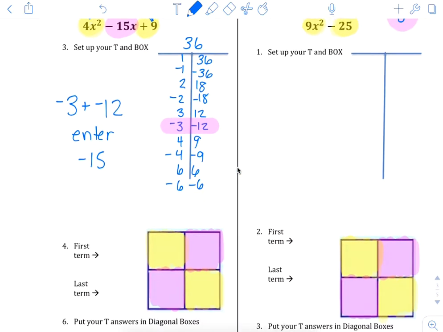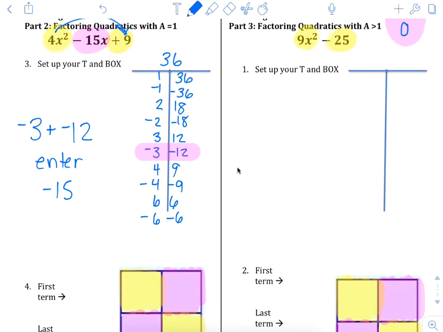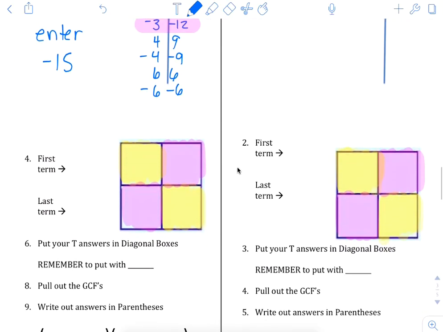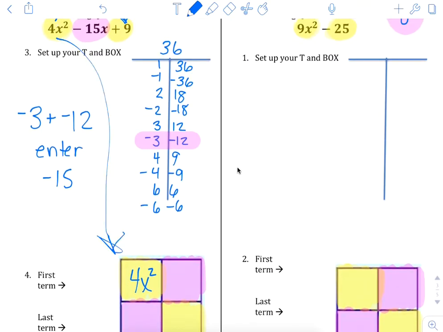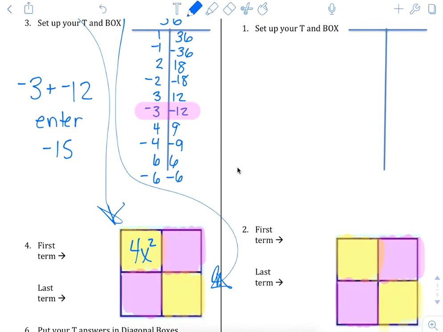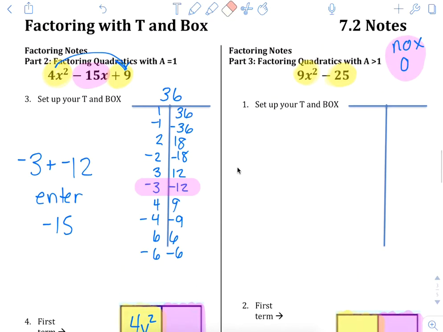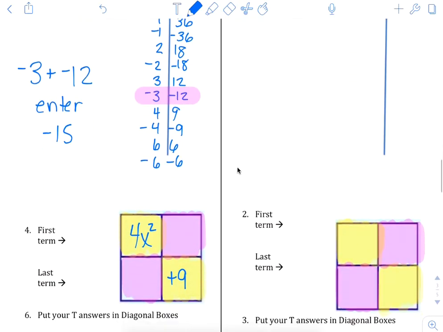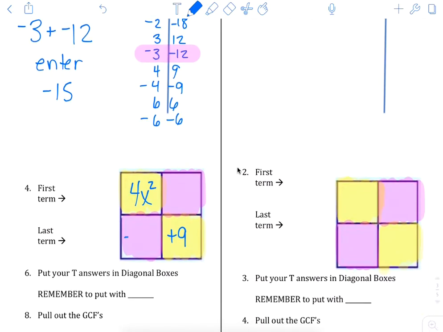So here's what I'm going to do. I'm going to put my first term in my first box. Okay, that's the 4x squared. Again, that came right down from here. I'm going to put my last term in my last box. So again, comes way down from the problem. I'm putting plus 9 down here in my boxes. For my like terms, I can't put -15. I need to put my table numbers. So that -3 and -12, I'm putting -3 in the box, -12 in the box, but I'm making sure that they have an x with them. Okay, it's very important that you put the x's with them.